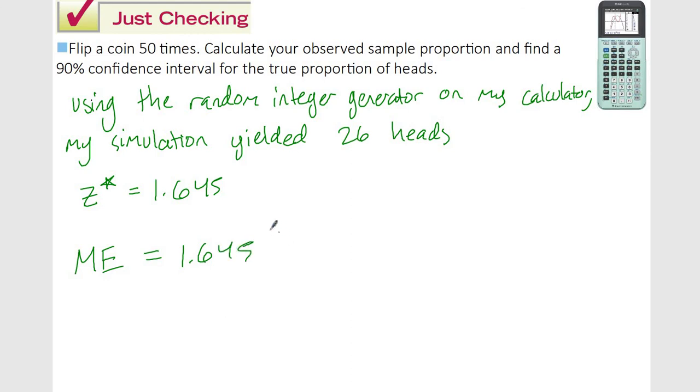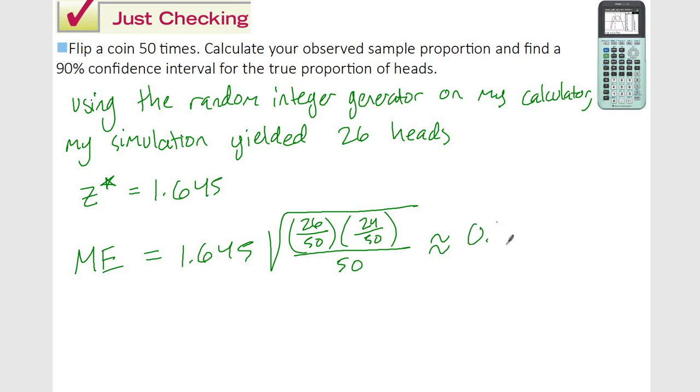1.645 times the square root. Well, we yielded 26 out of 50 for getting a head. For getting a tail, we would have gotten 24 out of 50. You do the proportion over the number of times it happened. So that's your margin of error, which comes out to be 0.116, so it rounds to 0.116.